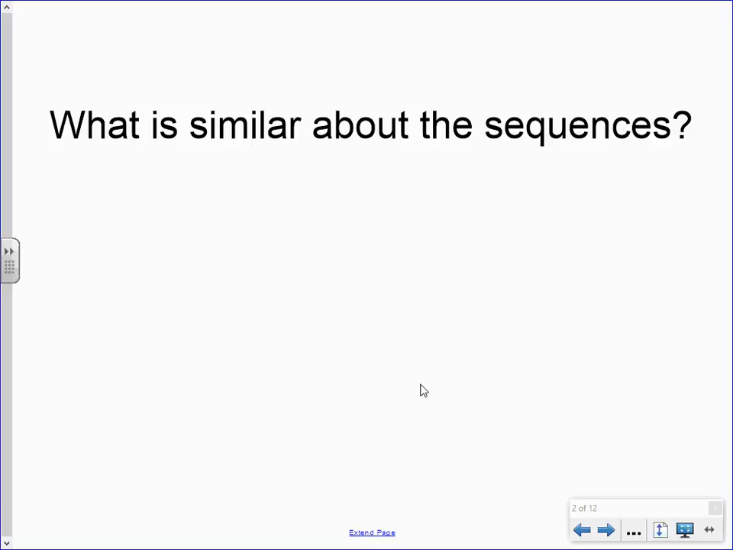What is similar about your sequence? Okay, pod 6, what similarities do you notice? They all increase at a constant rate. Did anybody else make that observation?